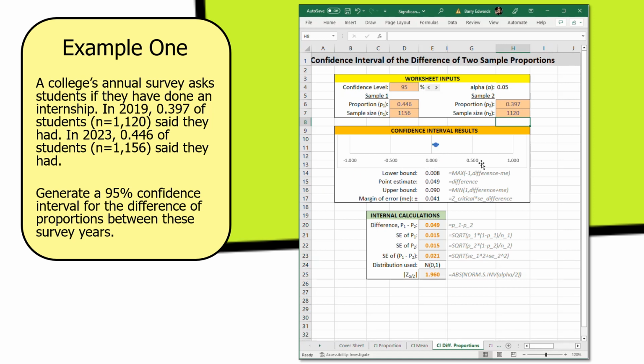to go from -1 to +1, so it looks fairly narrow, but the cells here tell us that the point estimate is 0.049, roughly almost 5%. The lower bound is 0.008 and the upper bound is 0.090. So if I would report this confidence interval, I would say that the 95% confidence interval for the difference of proportions between these survey years is 0.008 at the lower bound and 0.090 at the upper bound.